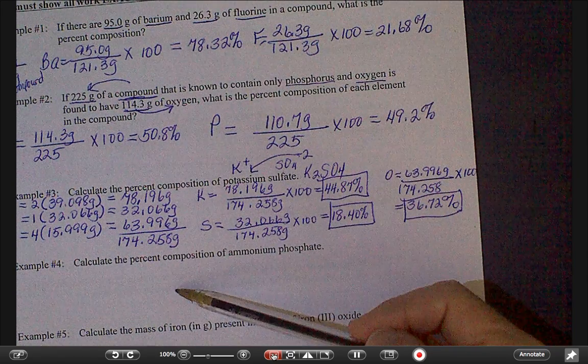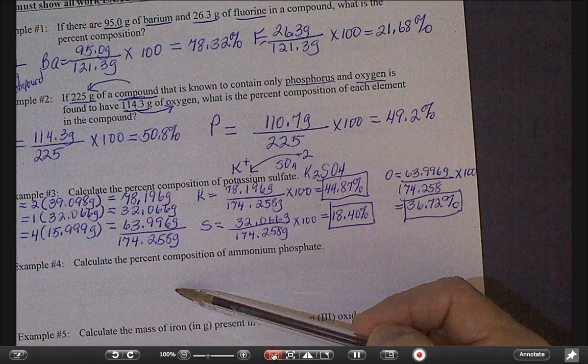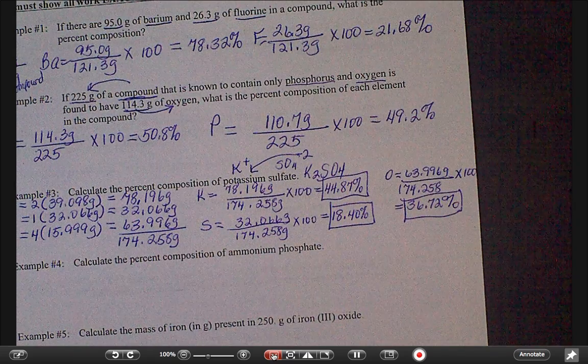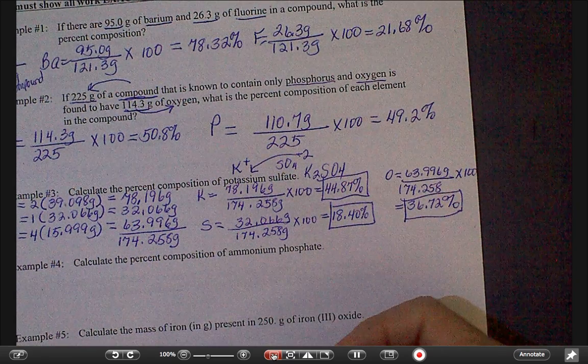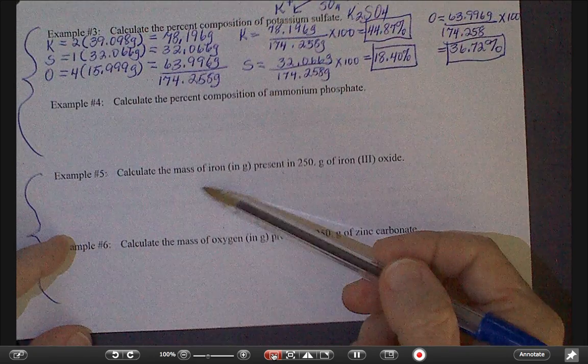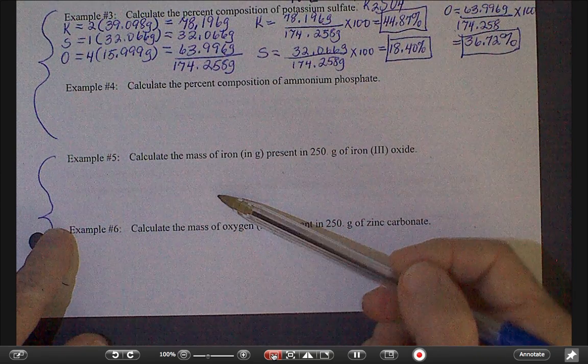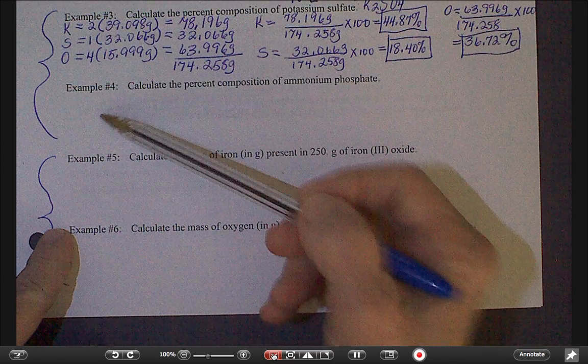Now then, example 4 will work the same way. I will come back and do it if I have time. What time is it? 49. I'm going to drop down to example 5. Okay? Because these are different. So 3 and 4 work identical.